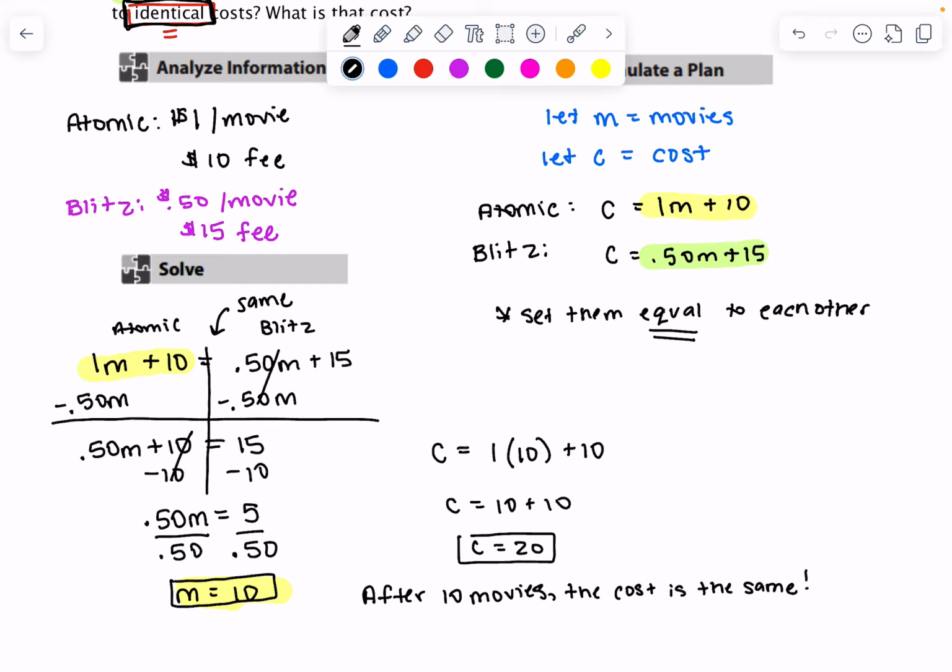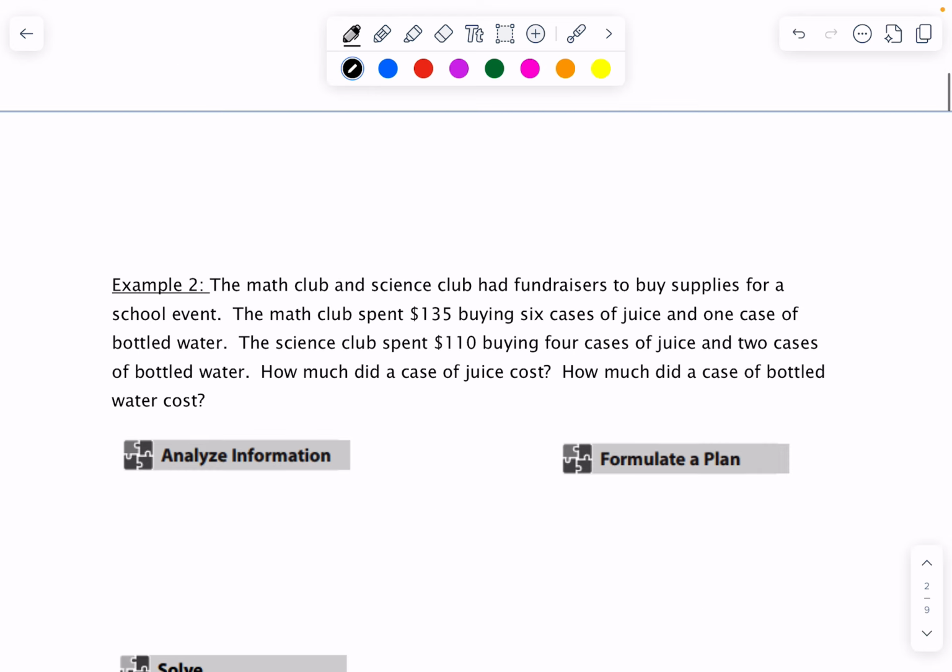And I like to call these problems the y equals mx plus b problem, because both your equations are like y equals mx plus b. You've got a variable equals something times another variable plus a number. So I like to call these the y equals mx plus b problems, okay? Let's take a look at the second type of problem, okay?